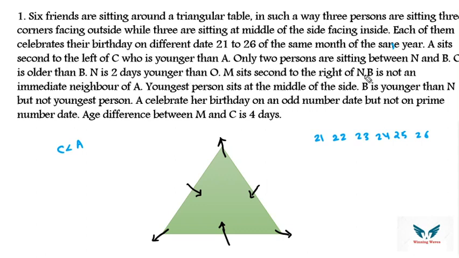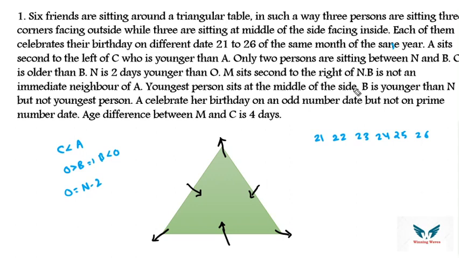Only 2 persons are sitting between N and P. O is older than B; in reverse, B is less than O. Then N is 2 days younger than O, so we can write O equals N minus 2. M sits second right of N. B is not an immediate neighbor of A.